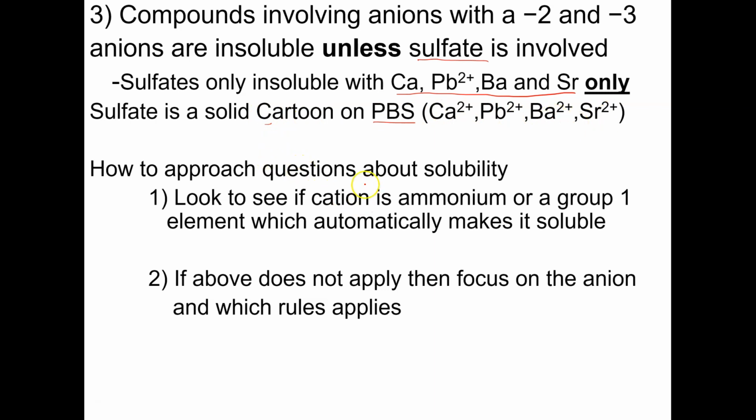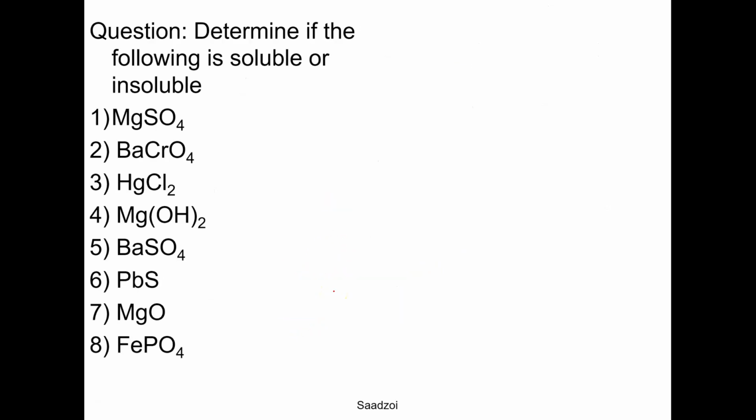So how do you approach questions involving solubility? First thing you want to do is look to see if the cation is ammonium or group 1. If it is, it's automatically soluble. Move on with your life. If that does not apply, focus on the anion. Is it a -1 charge? A -2 charge? A -3 charge? That's how you'll determine your solubility rules. So that's the way you would approach it to be the most efficient possible.